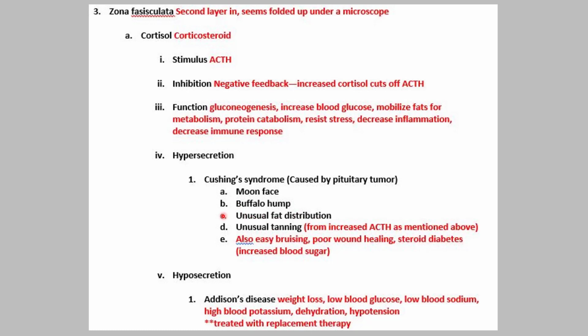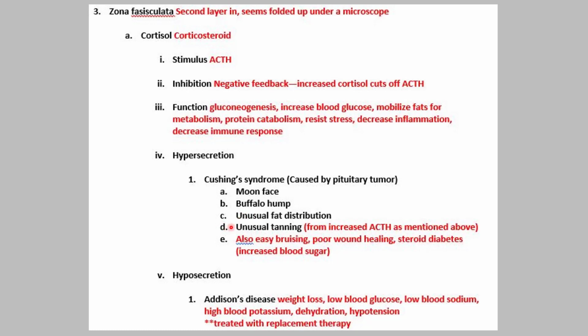Unusual fat distribution, so someone with Cushing syndrome oftentimes will have centripetal obesity. And what that means is they are obese, but it's not evenly distributed. Their arms and legs typically are not very large, but the fat is held right around the abdomen.